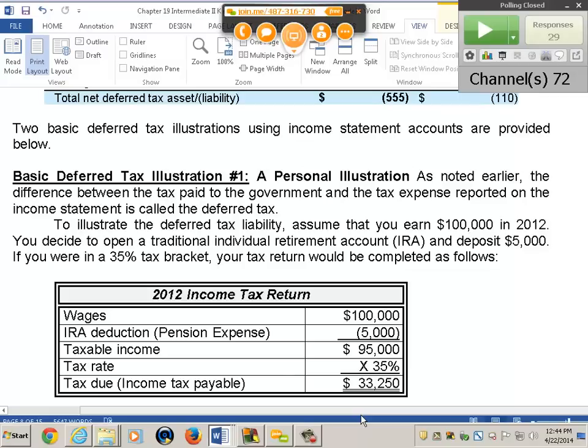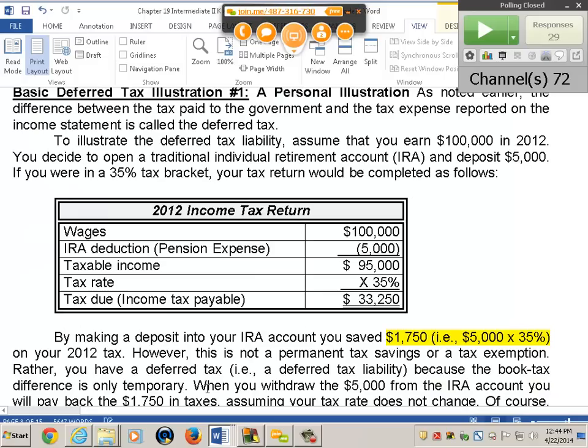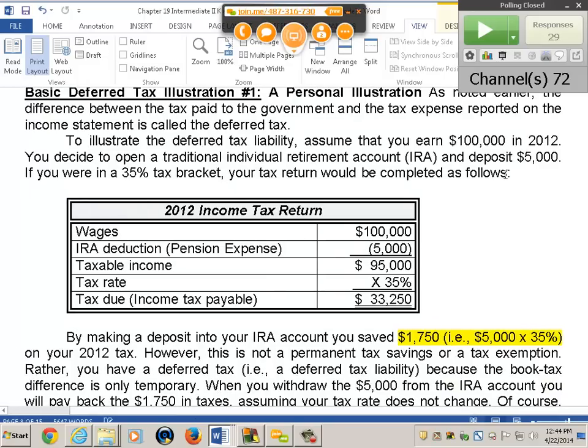When you file your tax return, or when you filed in 2012, you had wages of $100, you deducted the IRA, taxable income is $95, and at 35% tax rate, you owe the government $33,250. Now, by opening the IRA, you basically saved $1,750 this year.